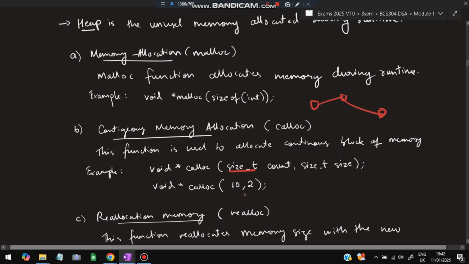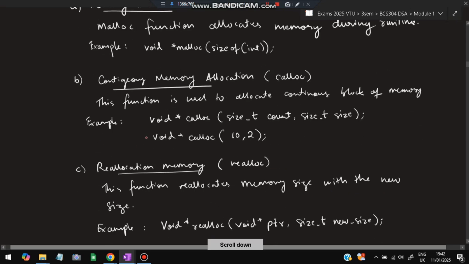So here the size is given, the size will specify how much size it should be, and 2 means the block size is 2. Okay, sorry, this is the count, not size. This is the count. 10 blocks should be allocated of each size 2. So 2 2 2 2 like that, 10 blocks are allocated. That is called calloc.